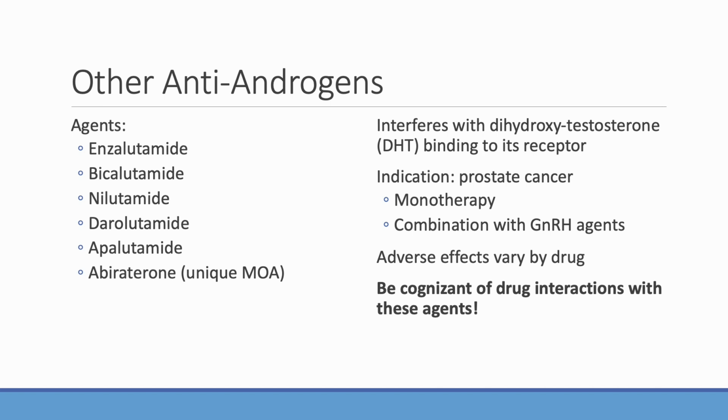Some other anti-androgen agents include enzalutamide, bicalutamide, darolutamide, apalutamide, or abiraterone, which is slightly different from the other agents that were listed above. And so these will interfere with dihydrotestosterone or DHT binding to its receptor. So these are indicated in prostate cancer, either as monotherapy or in that combination with GnRH agents. And then additionally, that testosterone flare, we may see them given just temporarily with the GnRH to prevent that from occurring.